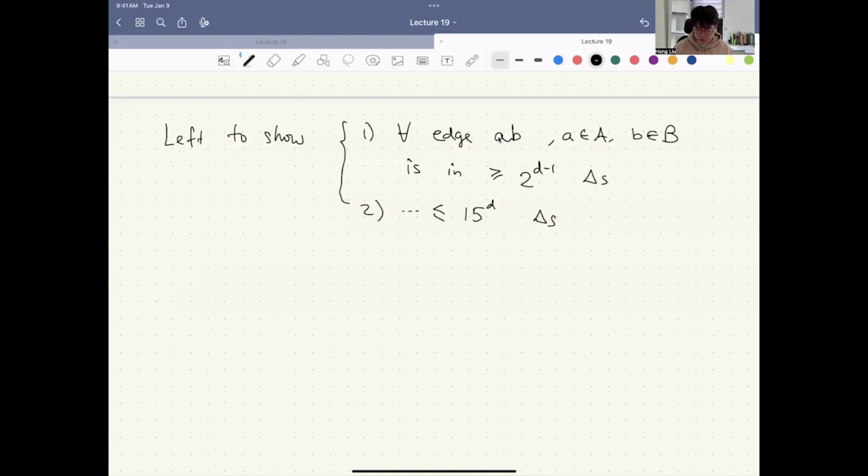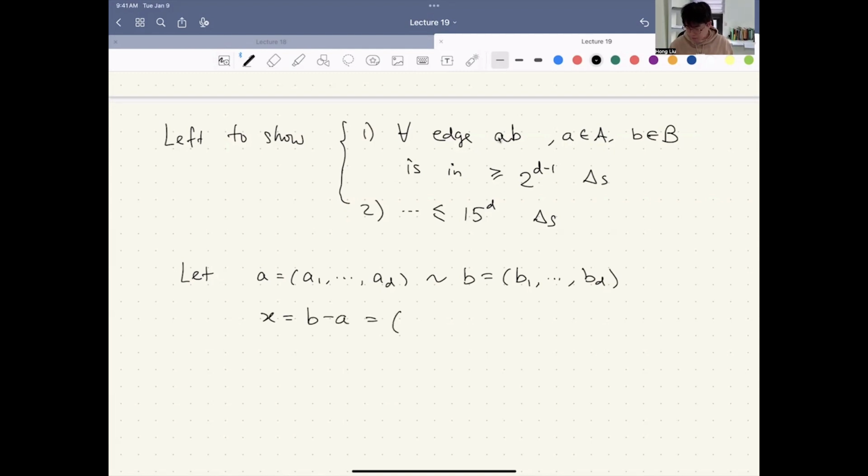Before we prove this, let's just set up AB. Let A be A1 to AD, and this is adjacent to B, B1 to BD. For simplicity, let X be their difference vector. X equals B minus A, which is X1 to XD.